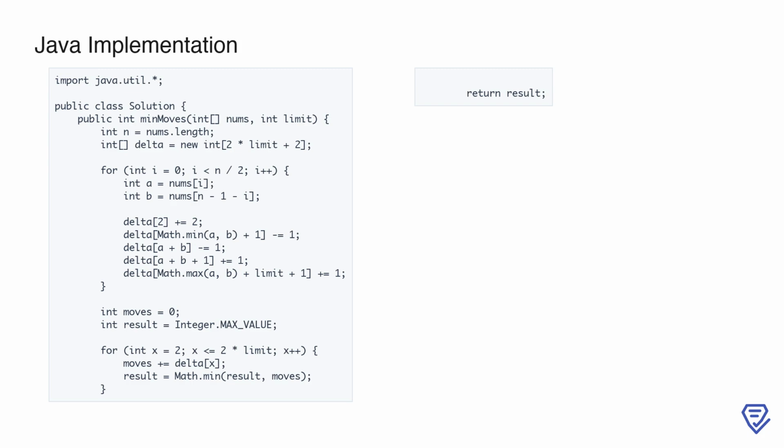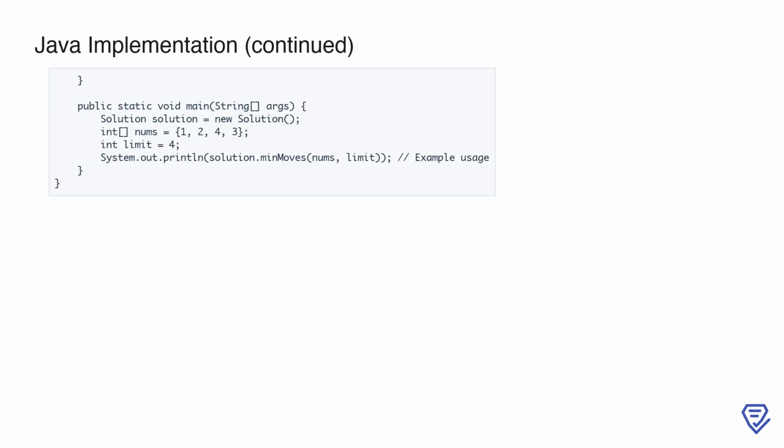Finally, we initialize a moves variable to track the cumulative operations and a result variable to store the minimum moves encountered so far. The second part of the implementation begins with a loop that processes all possible values of x, ranging from 2 to 2 * limit.